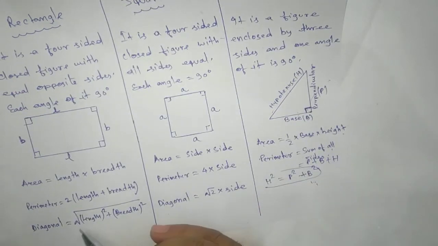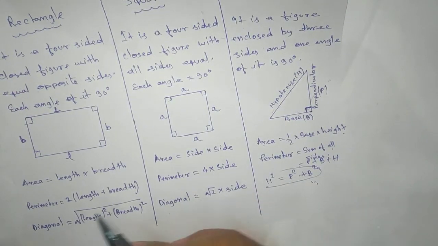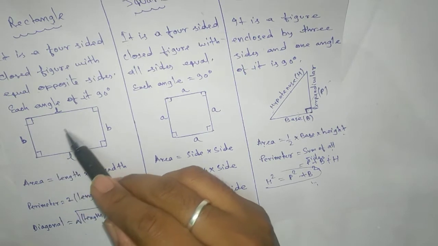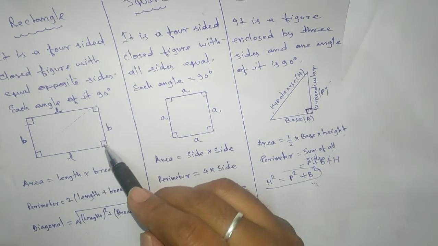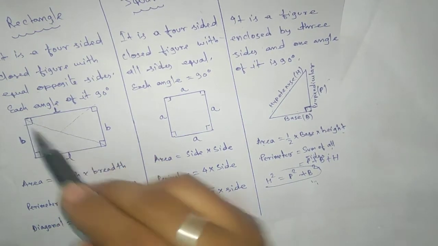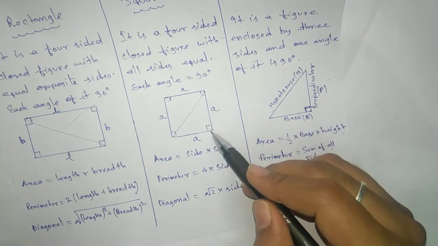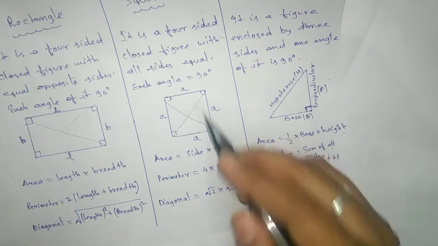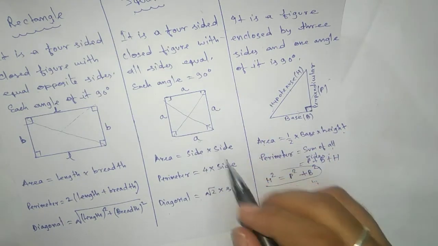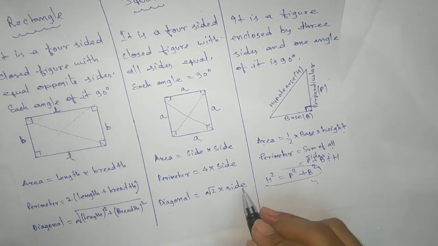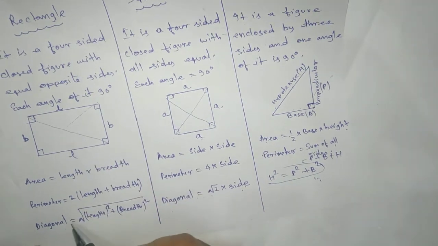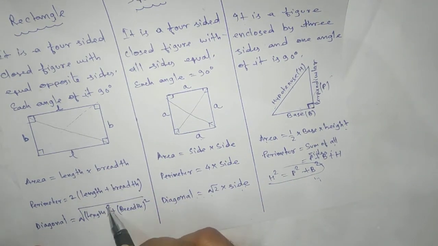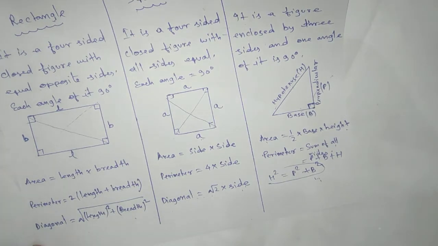Here we have another two formulas. Diagonal means this one. We have already discussed the diagonal. To find the length of the diagonal, there is a formula. If we have the side, the diagonal is root 2 into side. This is your diagonal formula for a square. And for a rectangle, root over length square plus breadth square will be your diagonal formula.